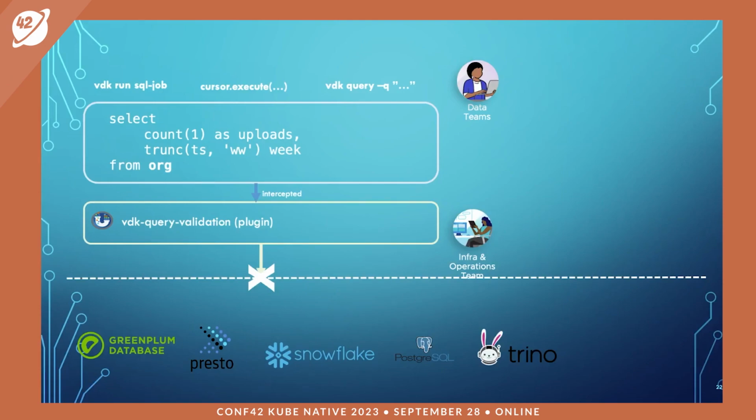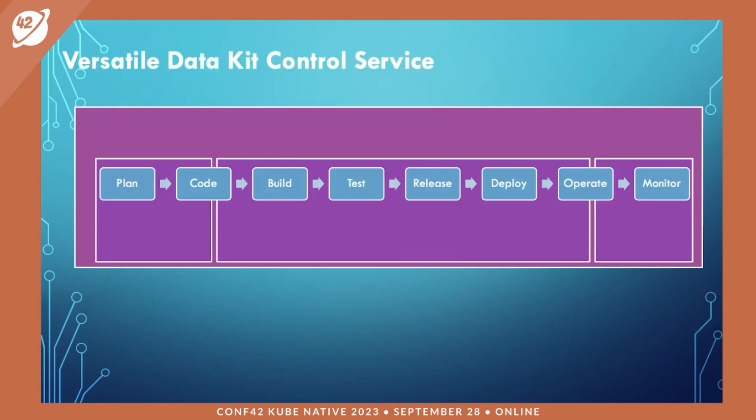Now let's look at more of the DevOps, the operations and monitoring and deployment part, not just the development part. So how can we help with the deployment part? Let's go back to our DevOps cycle. What we want to do is enable infrastructure operators or the centralized data team to have more control over how the data applications, the data jobs, are being built and even tested, how they're being released and deployed, because there are a lot of concerns.